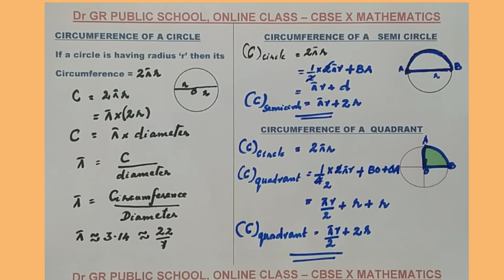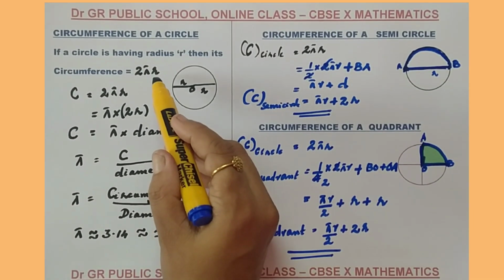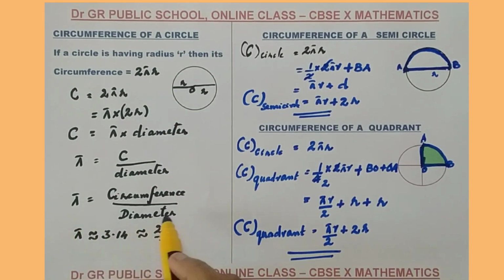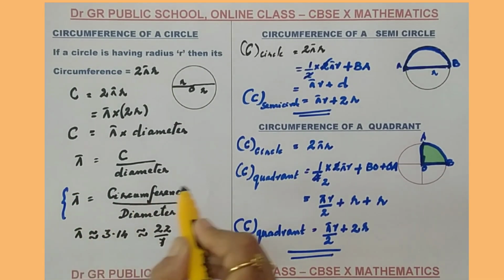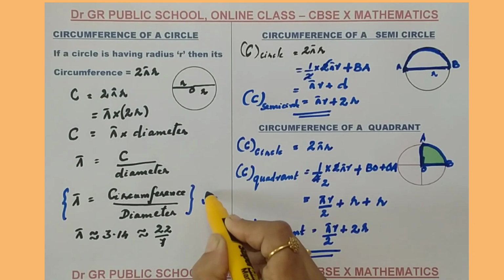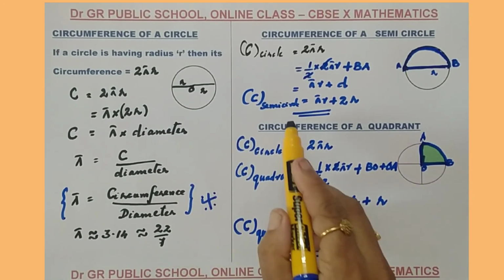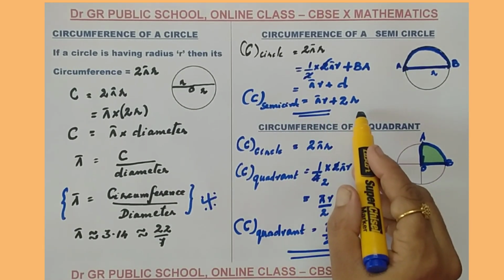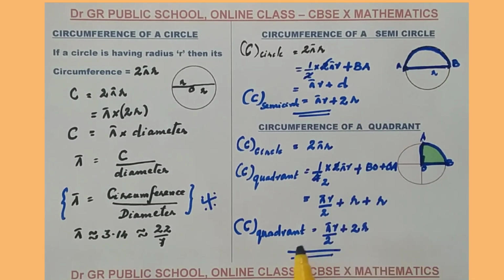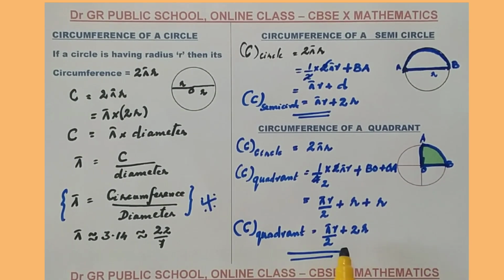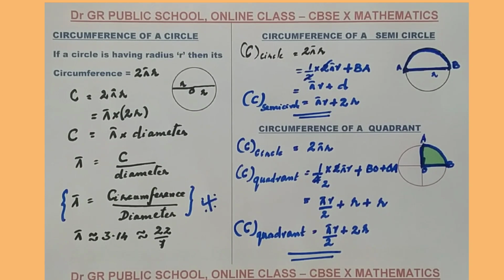Circumference means the boundary of a closed path. So remember these formulas. Circumference of a circle is 2 pi r. The relation of pi and circumference is pi equals circumference by diameter, a very important formula. Circumference of a semicircle equals pi r plus 2r, and circumference of a quadrant equals pi r by 2 plus 2r.